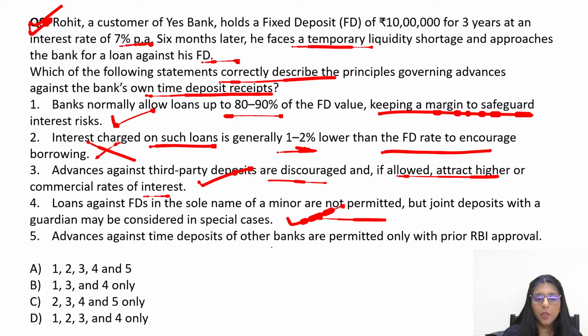Advances against a time deposit of another bank are permitted only with prior RBI approval. No, it's incorrect. RBI strictly prohibits advances against the term deposit of other banks. So RBI strictly prohibits this advance against the time deposit of the other bank. So it's incorrect.